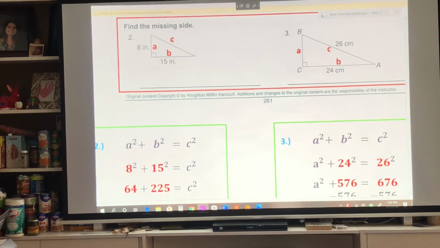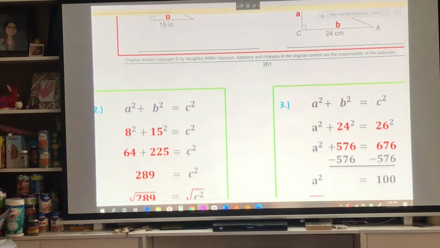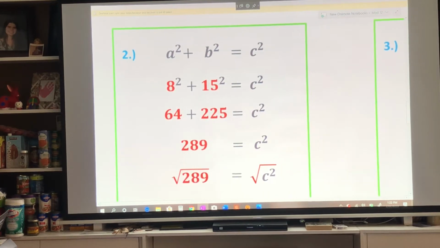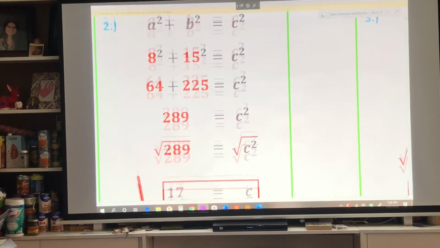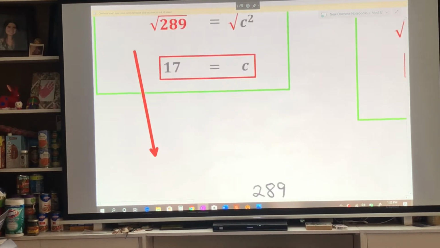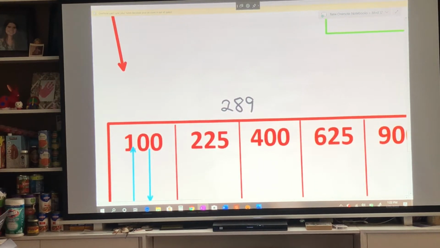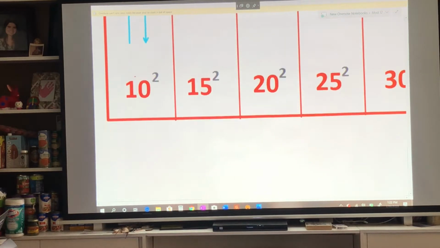We plug in what we know. We know 8 and 15. So we squared them. 8 squared, 15 squared, add them up. Uh-oh, square root of 289. What do I do now? Oh, okay. Let's go to my little chart. I know that it's 17, but let's see how I got there. 289 sits in between 225 and 400. Okay, 225 is 15, and 400 is 20.